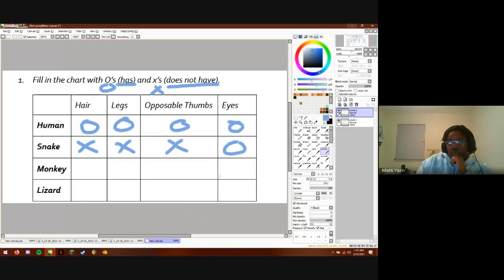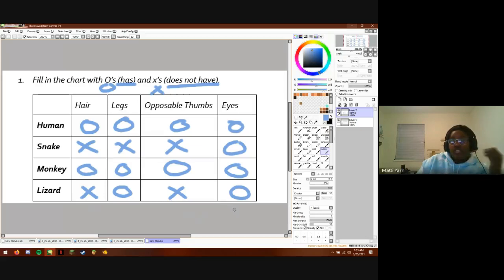Cool. Right, what about a monkey? Okay, a monkey's got hair. Monkey's got legs. Yes, monkeys do have opposable thumbs. They're good for climbing. And yes, they do have eyes. What about a lizard? Okay, lizard looks like they have, nope, don't have hair. Do have legs. Do not have opposable thumbs. But they do have eyes. So there's our chart. So you're just kind of asking yourself, does this species have this trait? That's all you're asking. All right, so now we got that chart filled out.